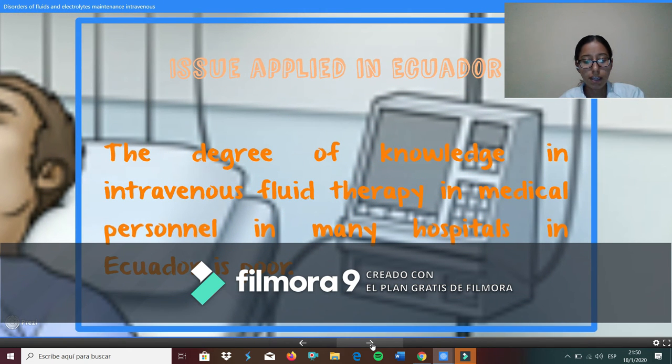Issues at play in Ecuador. The degree of knowledge in intravenous fluid therapy in medical personnel in many hospitals in Ecuador is poor.